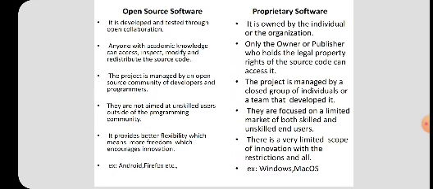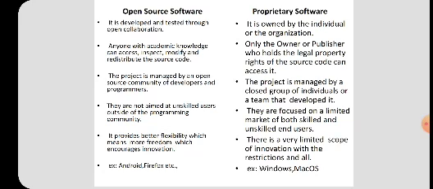So anyone who knows about computers can access, inspect, modify and redistribute the source code. But in proprietary software, only the owner or publisher who holds the legal property rights of the source code can access it. Okay. And the third point, in open source software, the project is managed by an open source community of developers and programmers. But in proprietary software, the project is managed by a closed group of individuals or a team that developed it. They all work together, while these work separately.